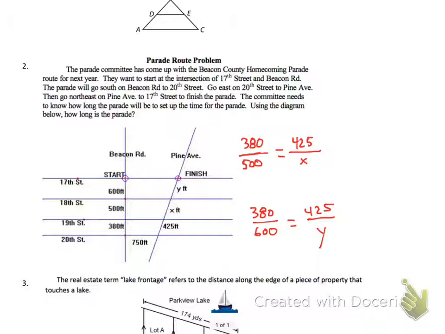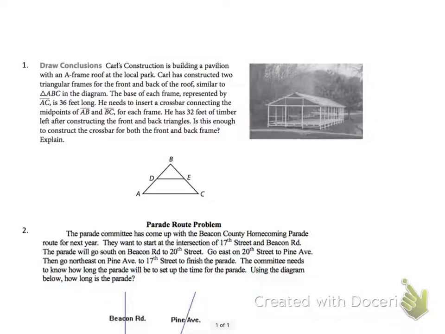All right, are there any other problems on this worksheet that you wanted us to focus on as a class? Number one. And number one, when you examine it, it's actually not too bad. Carl's Construction is building a pavilion with A-frame roof at the local park. Carl has constructed 2 triangular frames for the front and back of the roof, similar to what you see in triangle ABC right here. The base of the frame, represented by AC, is 36 feet long. He needs to insert a crossbar connecting the midpoints of AB and BC for each frame. He has 32 feet of lumber left after constructing the front and back triangles. Is this enough to construct the crossbar?